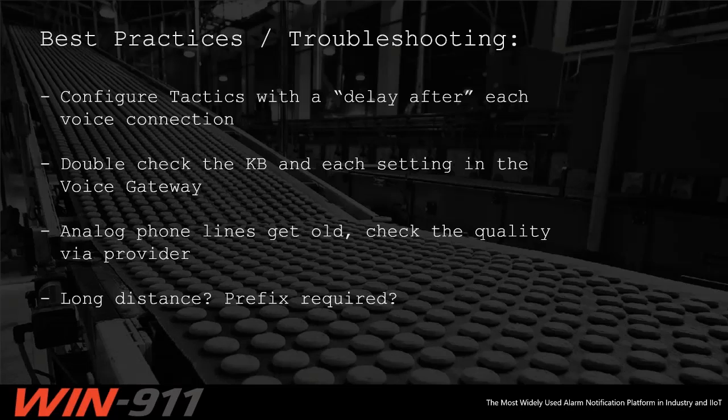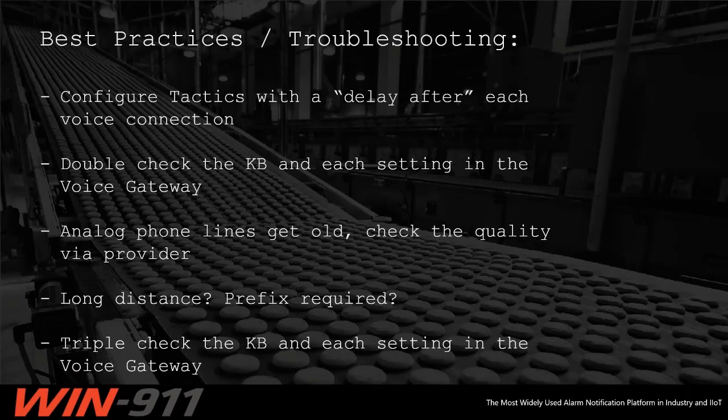Also, just know your phone line, right? Does this phone line have long distance? Are you even able to call somebody outside of the area code? Is that the problem? Is there a prefix required? Talk to the provider and get all the information. Make sure that you're putting this information into WIN-911. Dial that 9 before the 1 and the number if there's a prefix or whatever it is. And again, triple check the KB and each setting in the voice gateway.